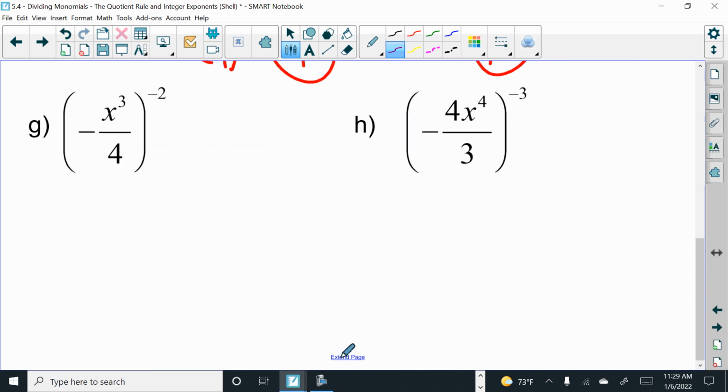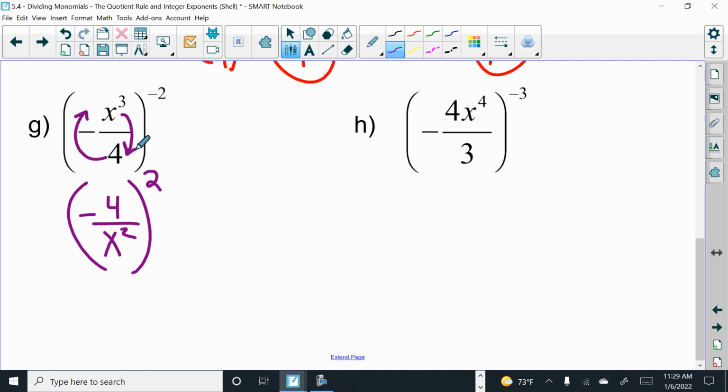Okay. Now, I have negative x cubed over 4 to the negative 2 power. Me personally, I'm going to flip the inside and then change the sign of the power. So this is going to become negative 4 over x squared raised to the 2nd power. What did you do, Moto? I literally flipped, no change in sign. But when I flip everything inside, I can change the outside exponent. And now I have negative 4 squared, which is 16, over x to the 4th, because I distribute that to everything.